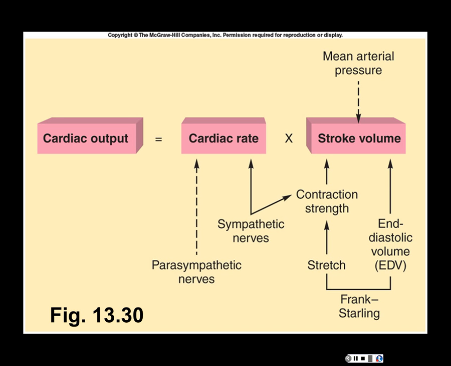If we're trying to change the volume of blood ejected by the ventricle, let me point out something. What do the dashed lines represent versus the straight lines? Inhibiting, right? The dashed lines represent inhibition. The straight lines represent a positive influence. We've seen that throughout the semester.